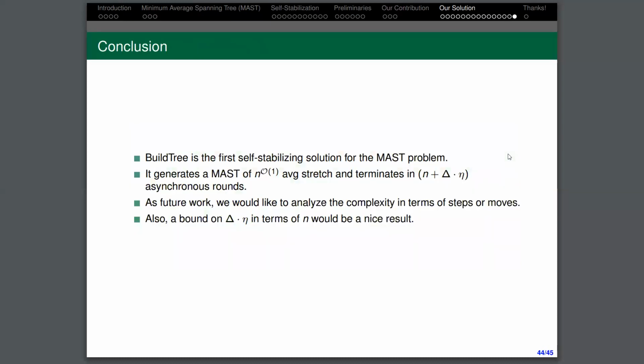Okay, so now let's sum up what we have discussed so far in this work. To the best of our knowledge, BuildT is the first self-stabilizing solution for the MAST problem. It generates an MAST of n to the order 1 average stretch and terminates in order of n plus delta eta asynchronous rounds. As a future work, we would like to analyze the complexity in terms of steps or moves, as is often done for silent self-stabilizing algorithms. Also a bound on delta into eta in terms of n would be a nice result, since it would give us the termination measure in terms of the size of the input graph.